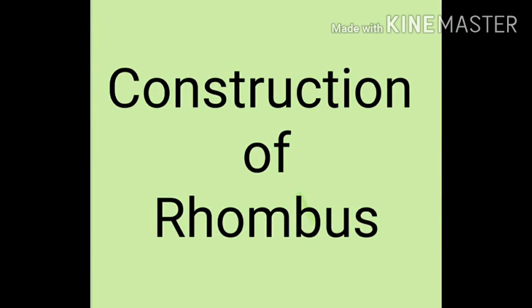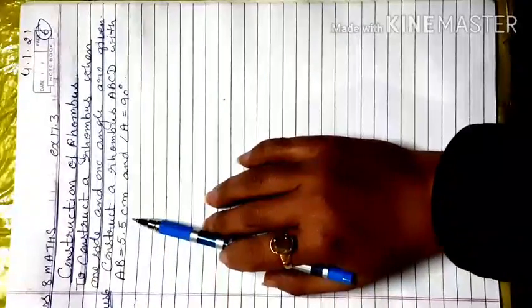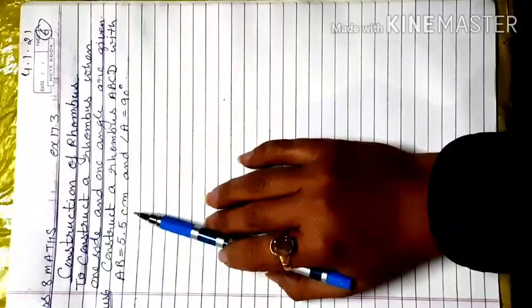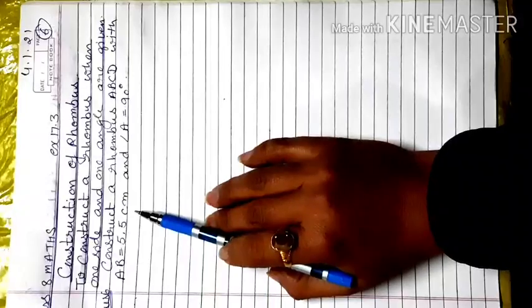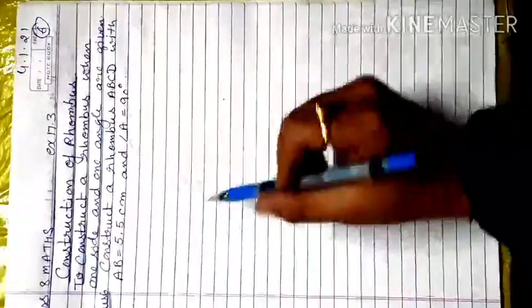Good morning. Today we will do constructions of rhombus and rectangle. Now we have rhombus ABCD with side AB. If AB is 5.5 centimeter, that means measurement of all the sides of the rhombus ABCD is equal to 5.5 centimeter and angle A is equal to 90 degree.